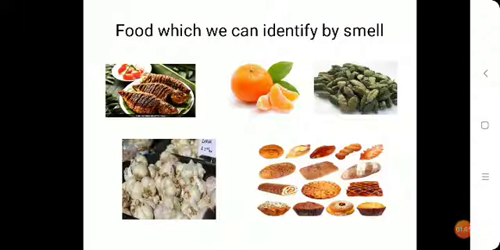Now, taste is also related to smell. We can easily identify food by its smell. Here you can see some food items like fish, orange, cardamom, garlic, even bakery items, which we can identify by smell.